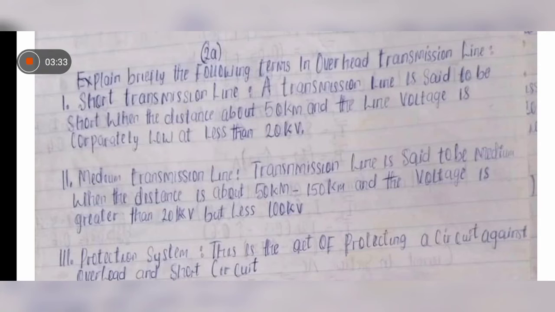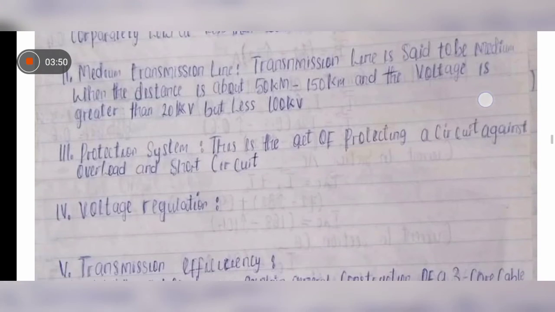For a medium transmission line, it must range from 50 kilometers to 150 kilometers, and the voltage there should be rising from 20 kilovolts up to 100 kilovolts, though it cannot really be up to 100 kilovolts. The next one, we have the protection system. This is the art of protecting the circuit against overload and short circuits.